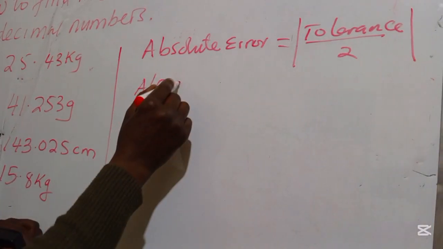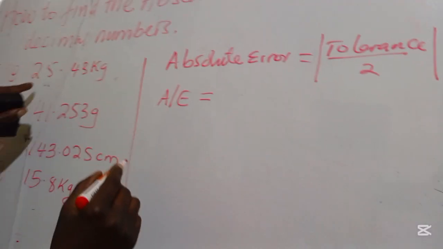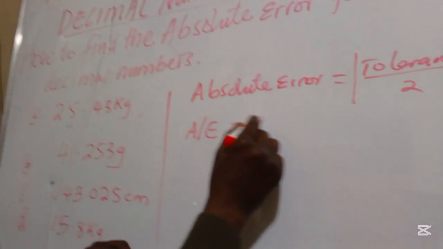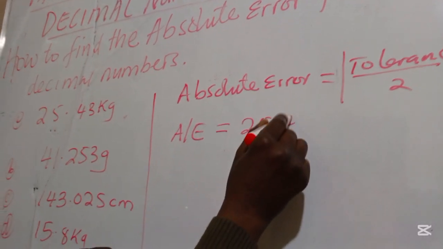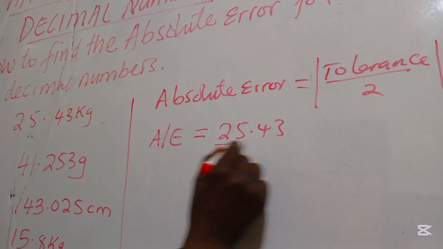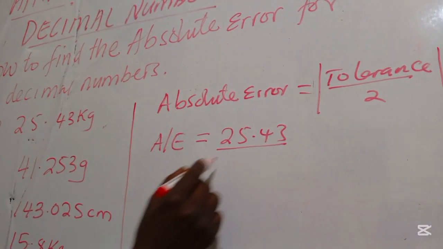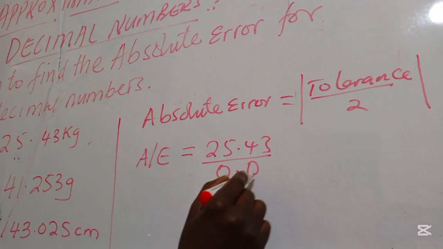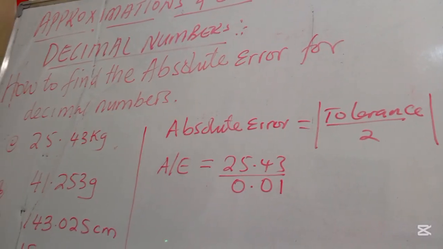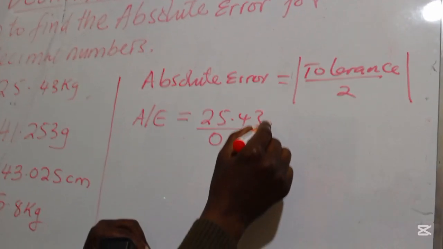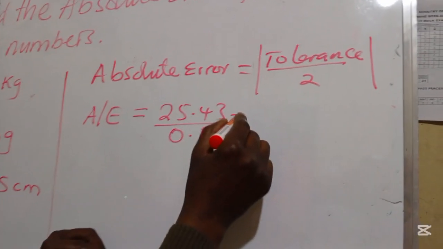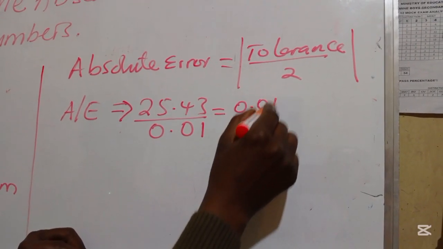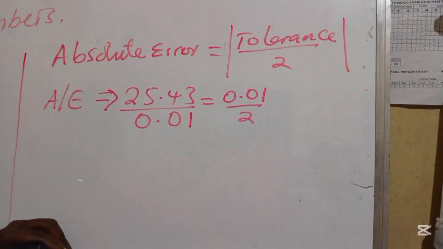How do we find absolute error for this number, 25.43? The first thing I'll look for is the tolerance. How do I find tolerance? You remember the whole part is replaced by 0. Is this the last digit? No. This one is my last digit. So now this tolerance, I should divide it by 2 for me to get absolute error.